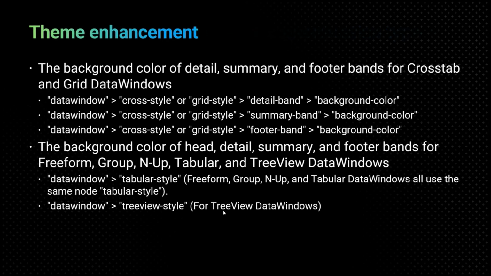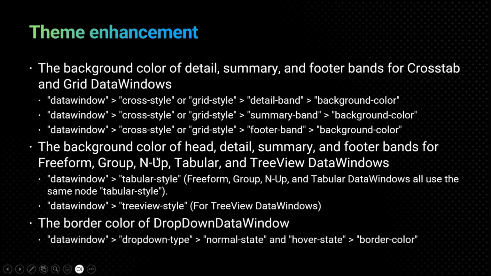In themes, there's been some changes so that we can control the background color of detail, summary, and footer bands for crosstab and grid data windows, as well as the background color of head, detail, summary, and footer bands for freeform, group, NUp, tabular, and tree view data windows. So these are the new options that are available in the theme JSON file so that you can control the theming of those elements. And also the border color of the drop-down data window, there's the option there.